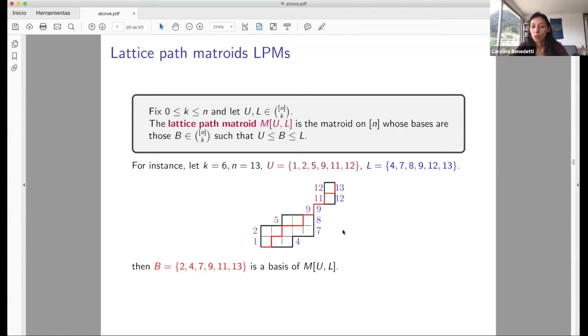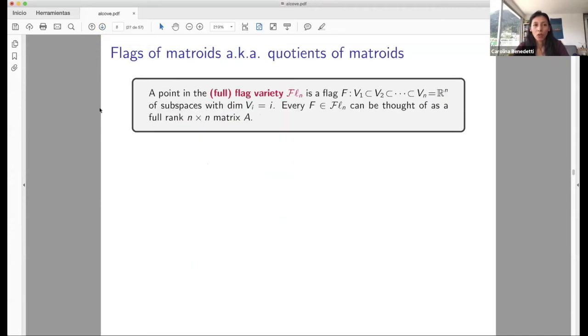Okay, and so why do I care about lattice path matroids? Because they are positroids. So not only are they linear matroids, but they are also positroids. So you can realize them as matrices whose maximum minors are non-negative. Okay, so I need one more piece of information before presenting the problems I'm interested in.